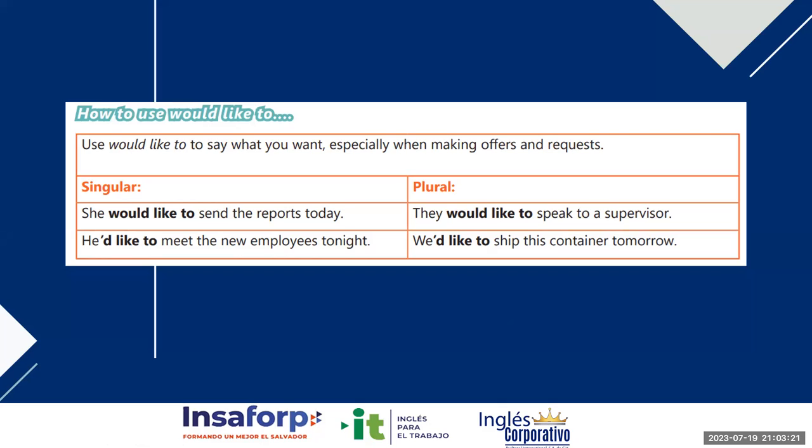Ahora sí, ¿cómo voy a usar would like to? Para decir. Vamos, dígame. Le gustaría, a ella le gustaría. Para decir lo que usted quiere, especialmente cuando hacemos qué. Offer and request. ¿Qué son? Cuando solicitamos algún favor o requerimiento. What about offer? ¿O necesitamos algo? Make an offer and request. Ofertas y soluciones. Ah, okay.